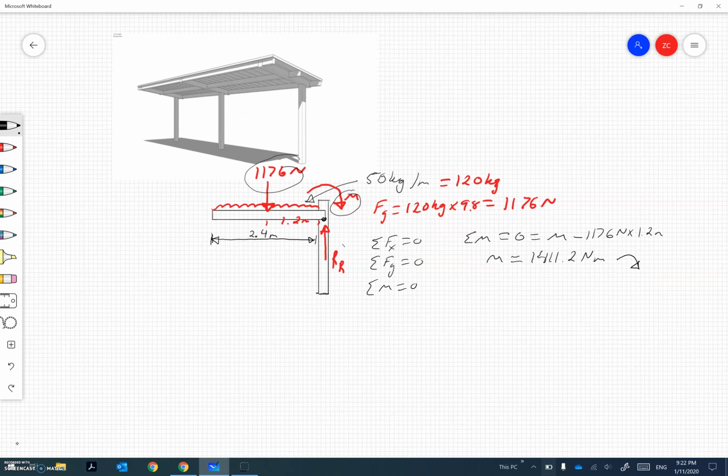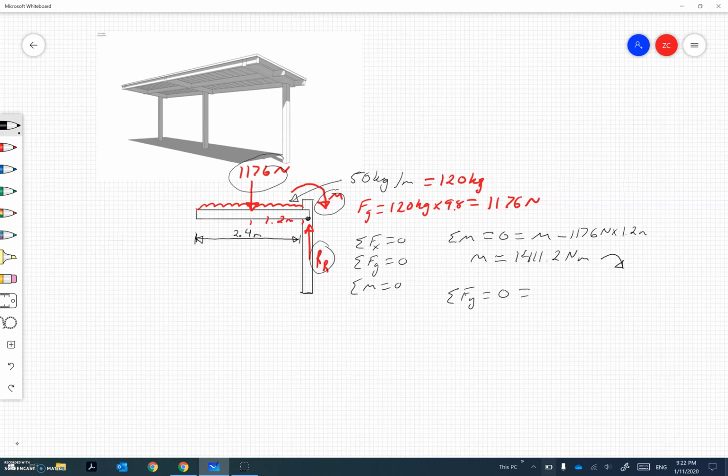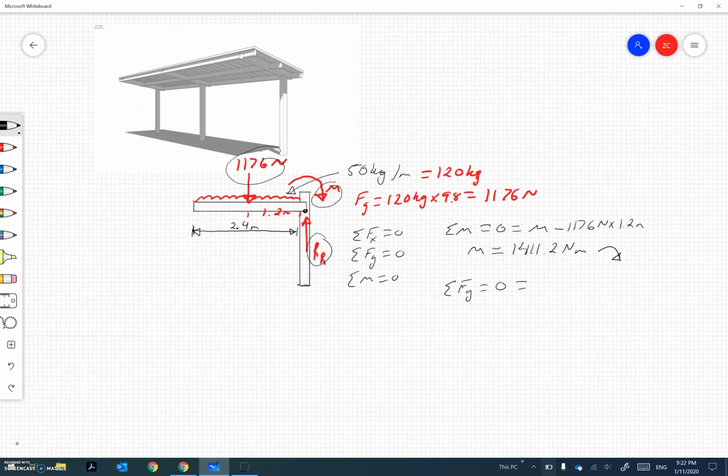Now we've got to find reaction right. So we're going to use the sum of the forces in the y direction must equal 0. So that's equal to reaction right, which is the vertical one going up, take 1,176 newtons. So it's pretty easy to see that the reaction right is going to be equal to 1,176 newtons in the opposite direction.